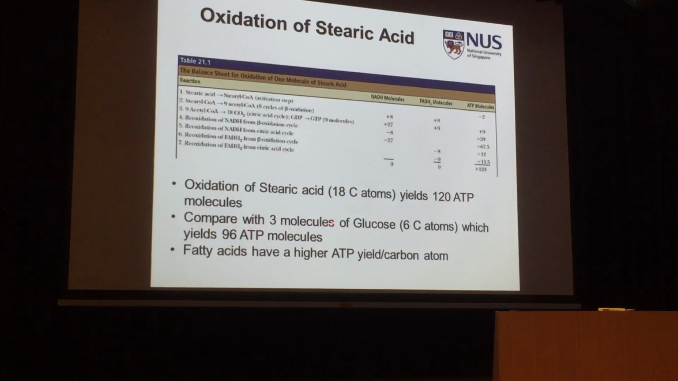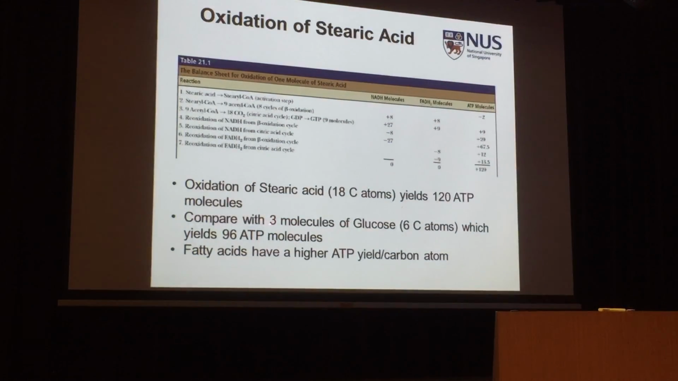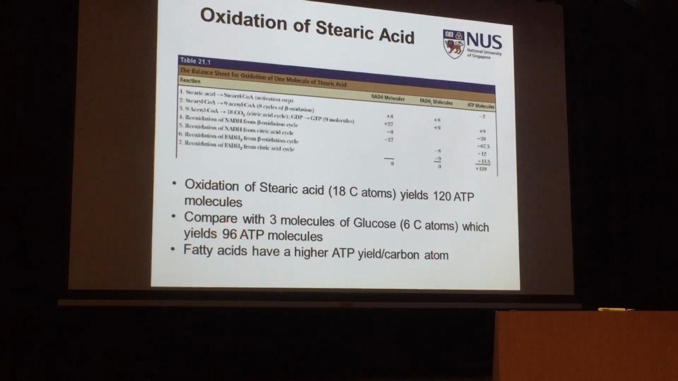Right? Just now we saw that 1 molecule of glucose will give you 30 ATP or 32 ATP. So let's take 32, okay? 32 times 3 will give you 96 ATP. Okay, so it proves our point that for stearic acid, the fatty acids really give you higher ATP yield per carbon atom. Right? Okay, it does give you more energy.